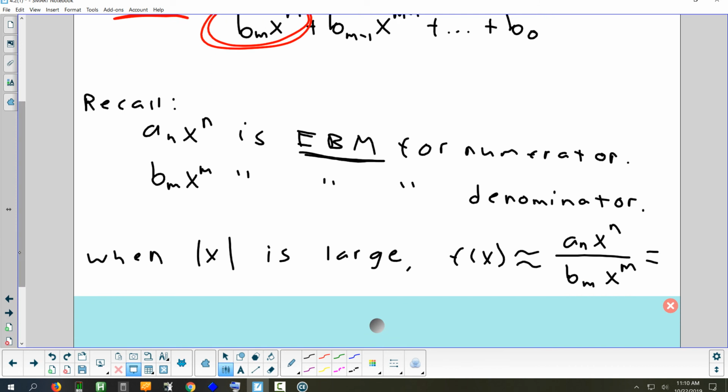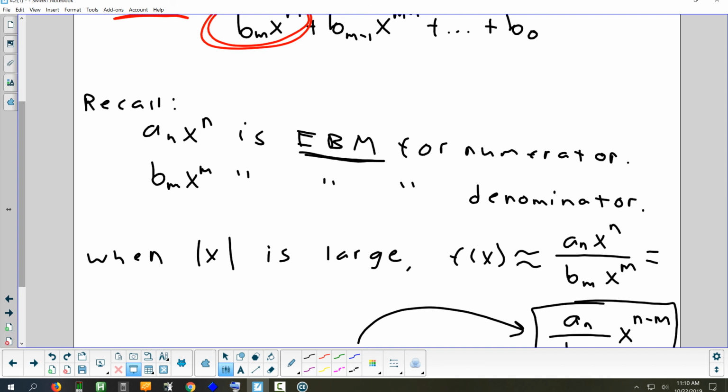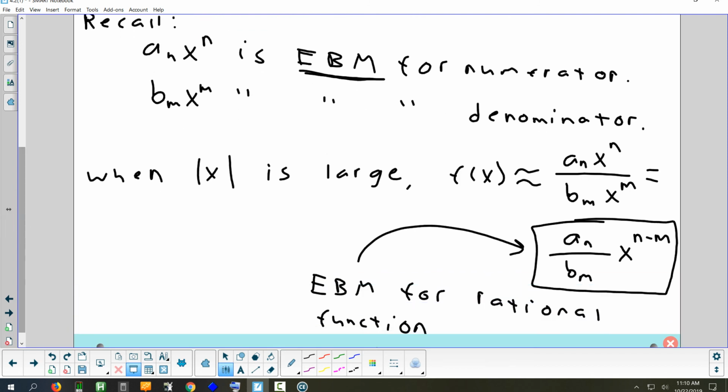So now, I said when x is 1 billion, but it could also be negative 1 billion. Basically, whenever x is large, either really, really positive or really, really negative. That's your end behavior model for the rational function.